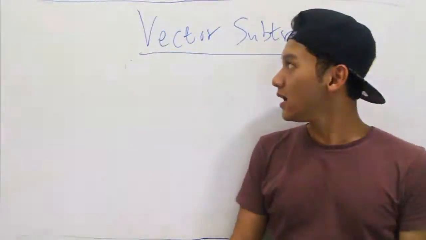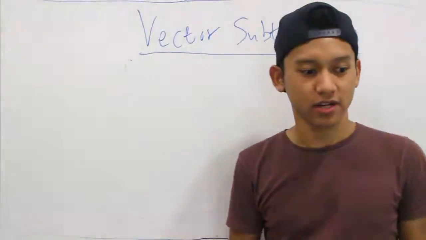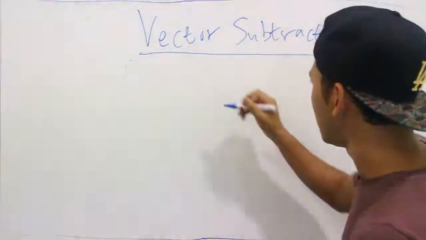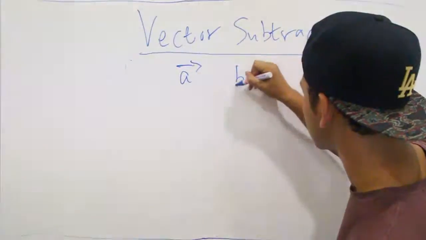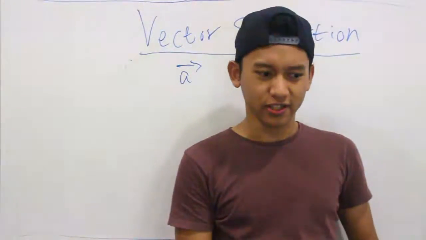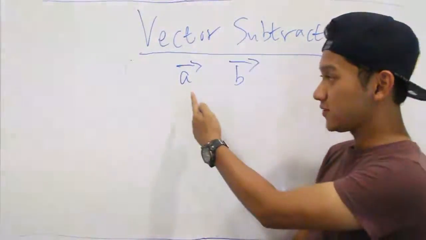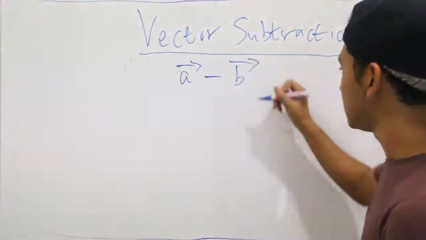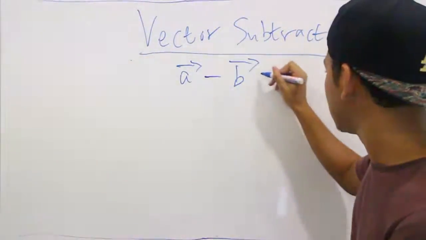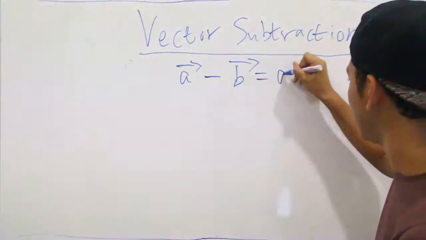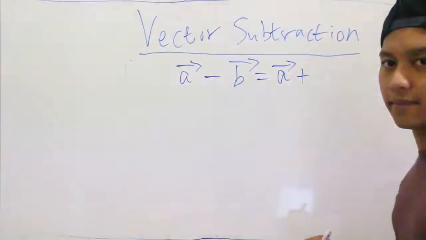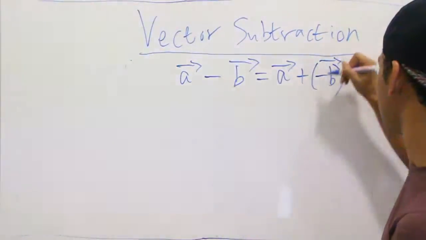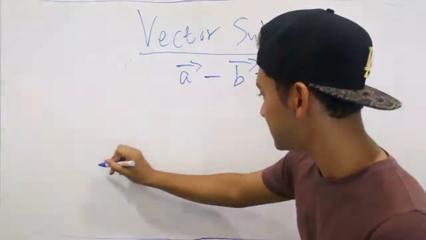Alright, now we're going to do vector subtraction, the subtraction of two vectors. The subtraction operation between two vectors, vector A and vector B, can be understood as a vector addition between the first vector and the opposite of the second vector. In other words, I can rewrite this as the first vector plus the opposite of the second vector, vector B.